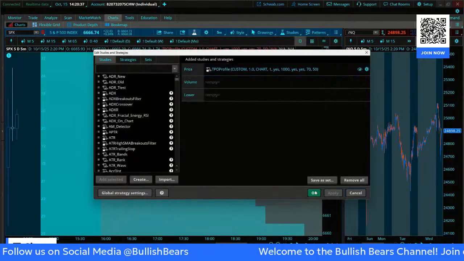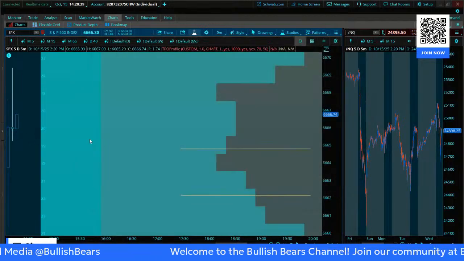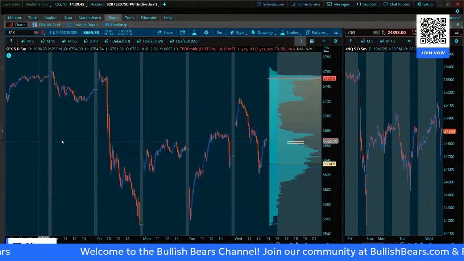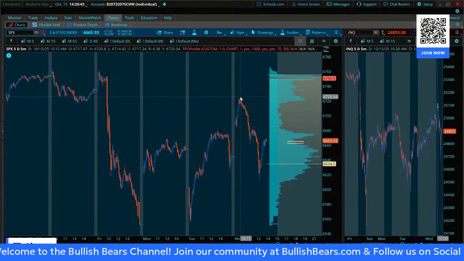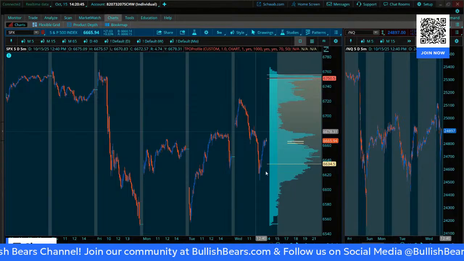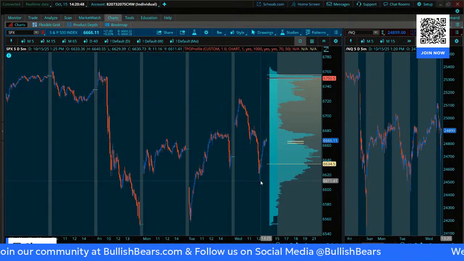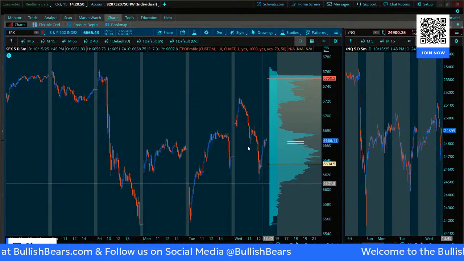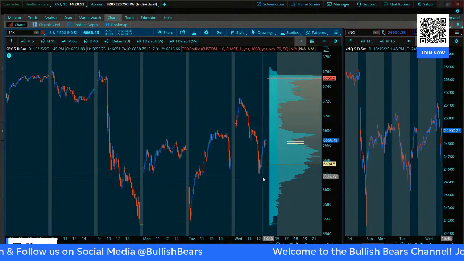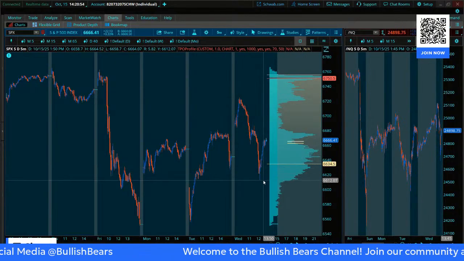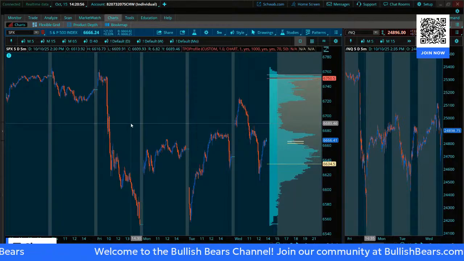Time per profile. Now, if you look at this, it's showing places we haven't even been to today. So it's not looking at only today's price action. But what if I wanted to only look at today's price action? That's what it's asking me. How far do you want to look back?